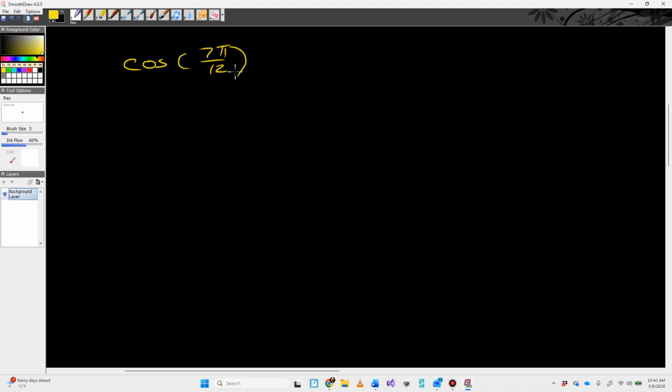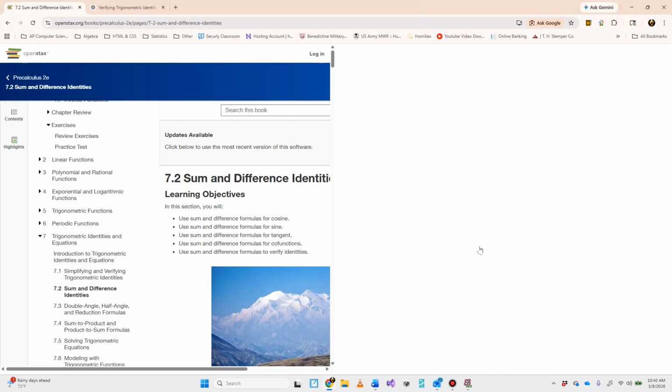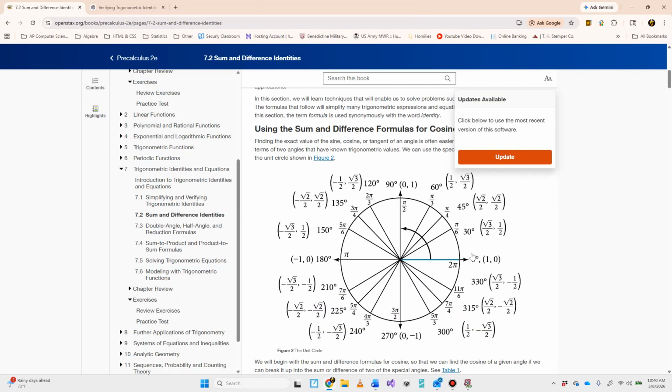Now let's grab that unit circle. Let's have OpenStax grab that for us. This unit circle right here. Again, I show this to you in your notes. You have to know what this is. You don't have to have it memorized. You have to know what this is.